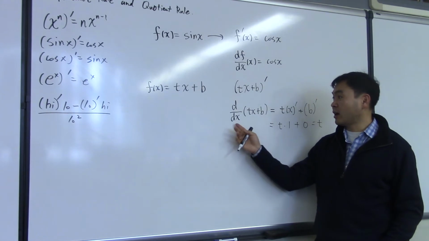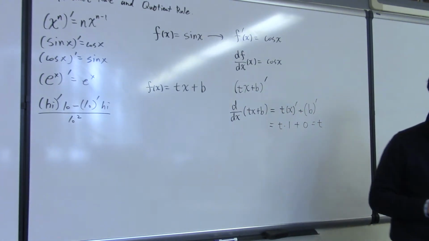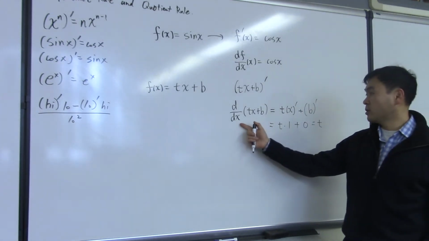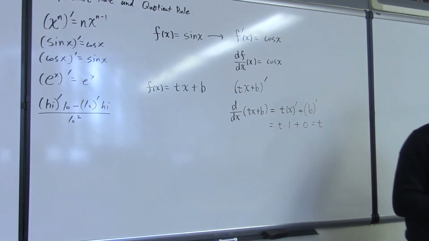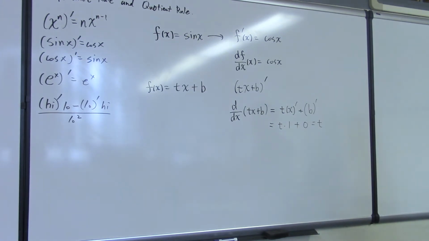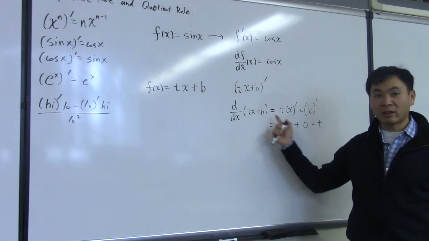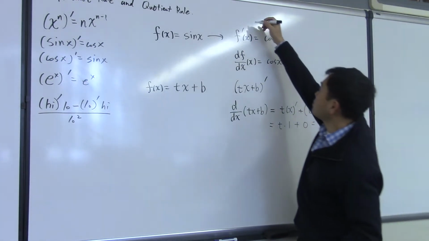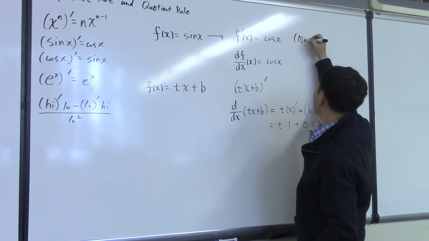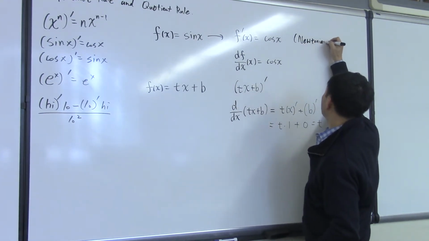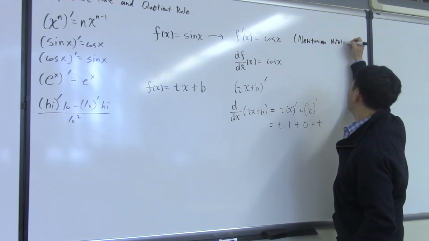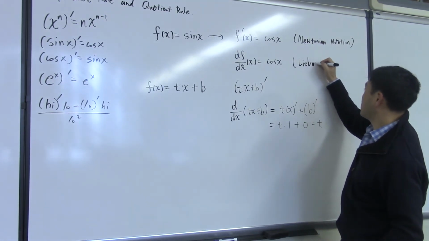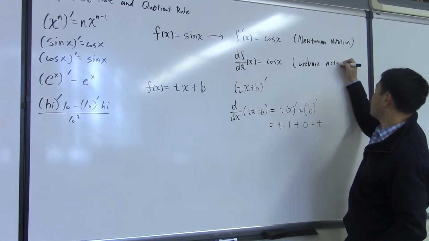I really wanted to say that this Leibniz notation is handy when you're trying to differentiate with variables other than x, or sometimes if you have other letters that look like variables. By the way, this notation is called Newtonian notation, and this one is called Leibniz notation.